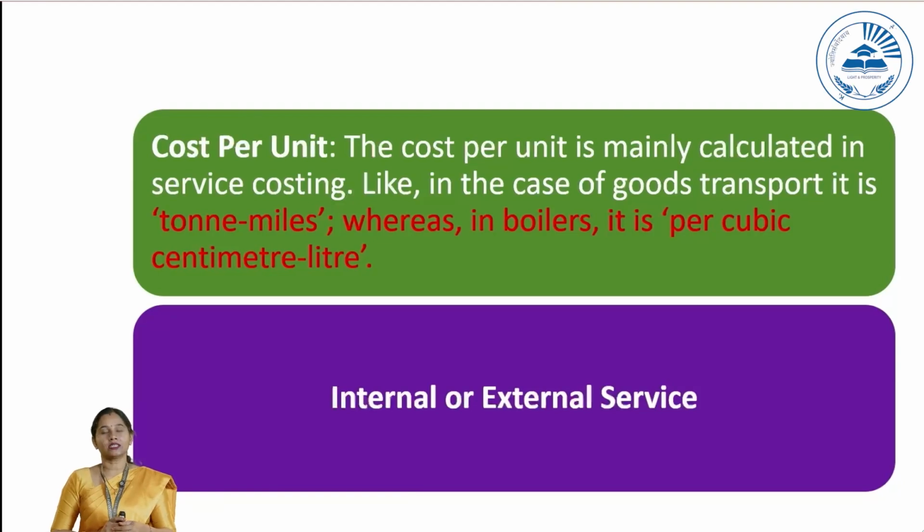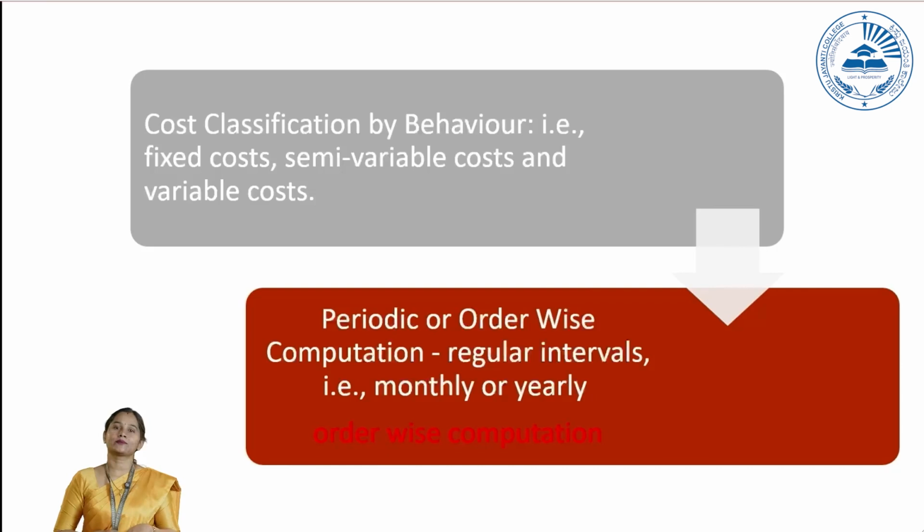The next point is internal or external services. Service costing will include all types of internal services they do, even whatever services they render to the outside society. Then the seventh point is cost classification by behavior.